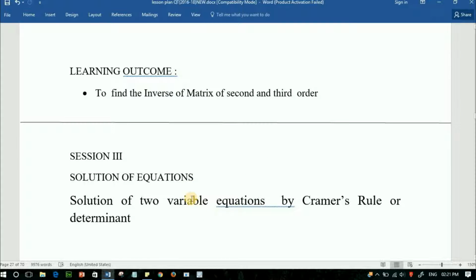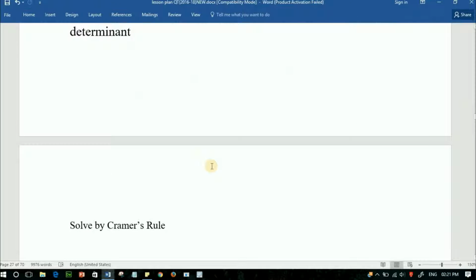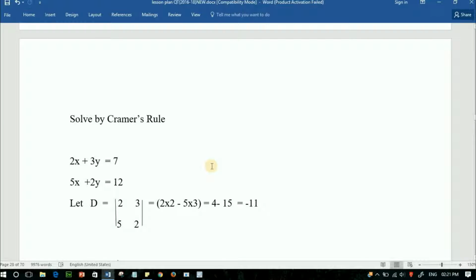Then we are going to discuss the solution of equations using determinants and matrices. Solution of equations using determinants has another name, Cramer's rule. For example, how to solve this by Cramer's rule? Solve the equations by Cramer's rule or determinants, both are the same. The first equation is 2x plus 3y is equal to 7, and 5x plus 2y is equal to 12.